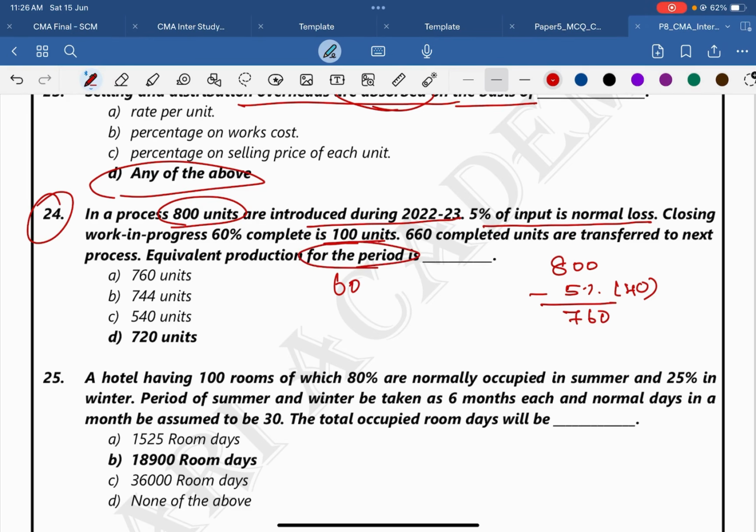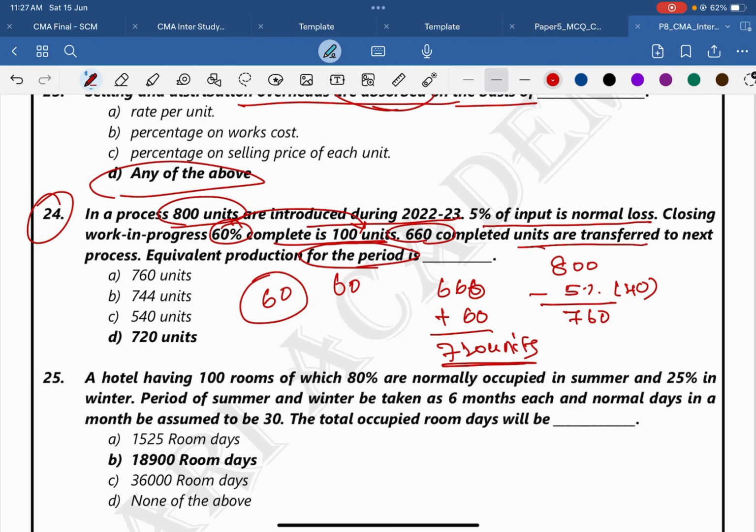What is the equivalent production they are asking? Very simple. From 660 units, add that 60, you will become 720 units. Don't focus much on that part. This 60% WIP is of 100 units, right? So 60% into 100 will become 60 units. From that, 660 is the completed units transferred. So it will be 660 plus 60. It will become 720.